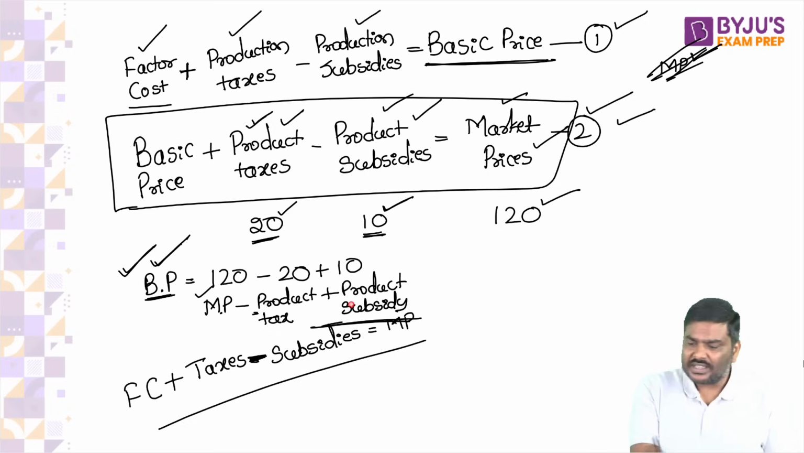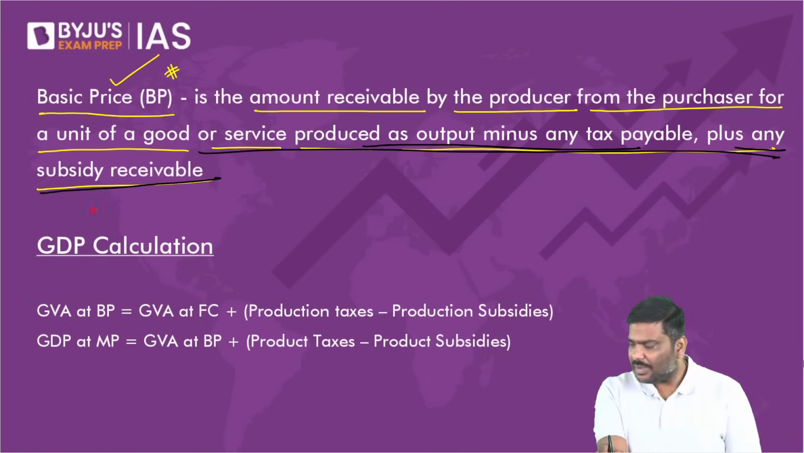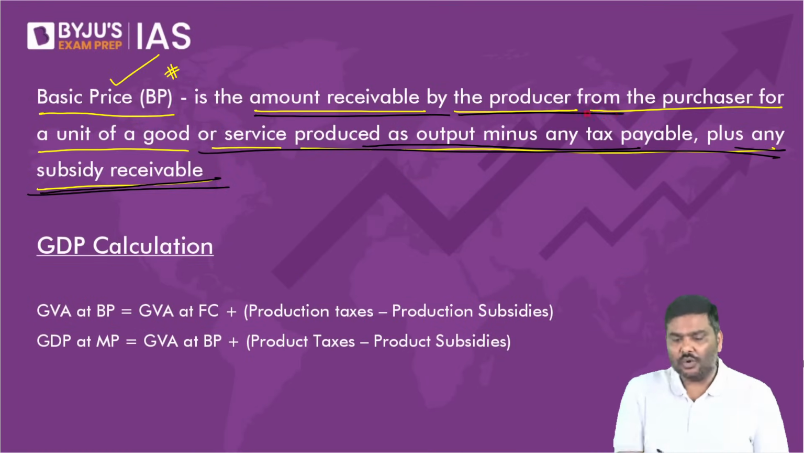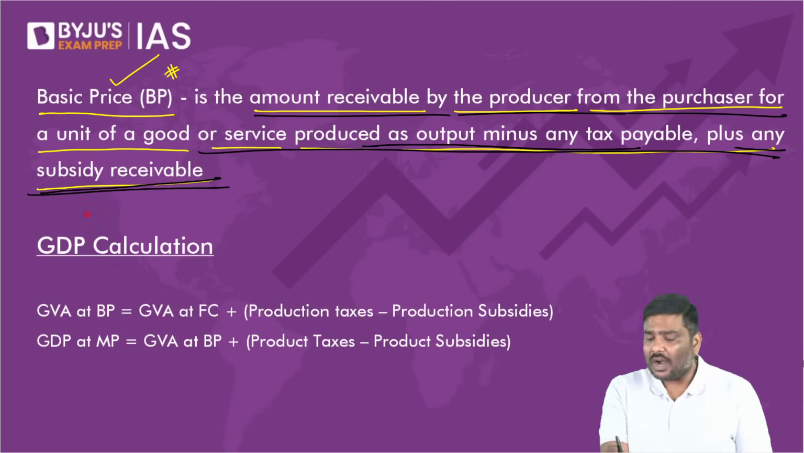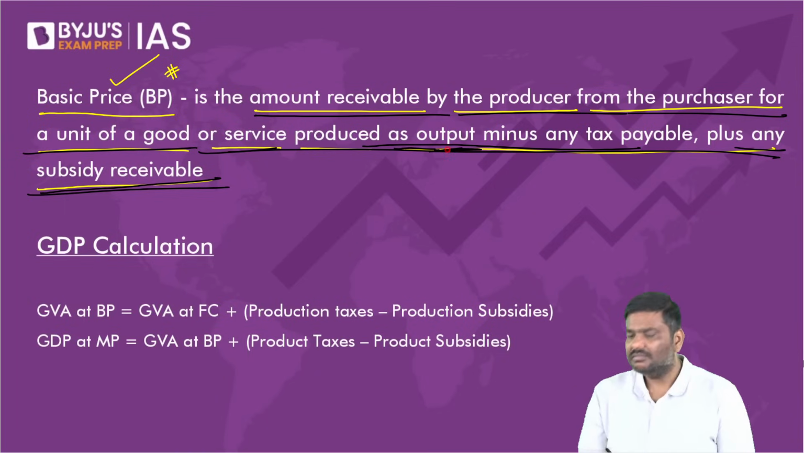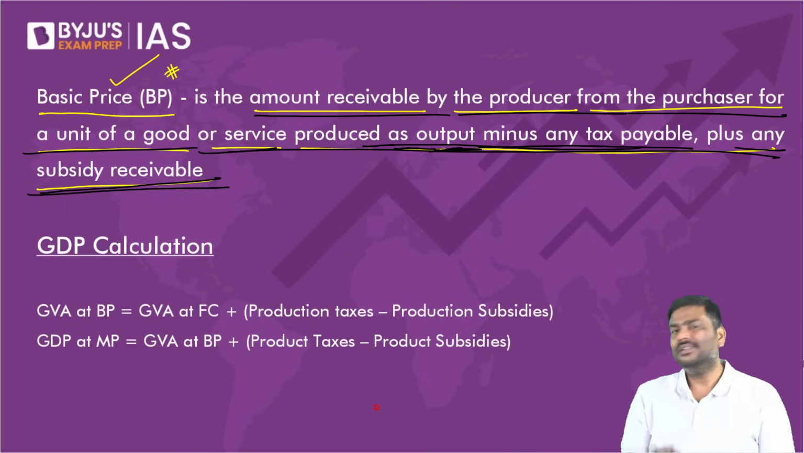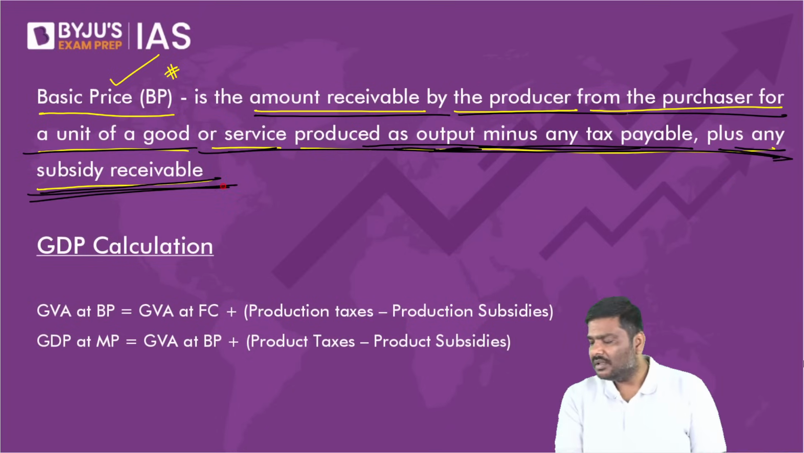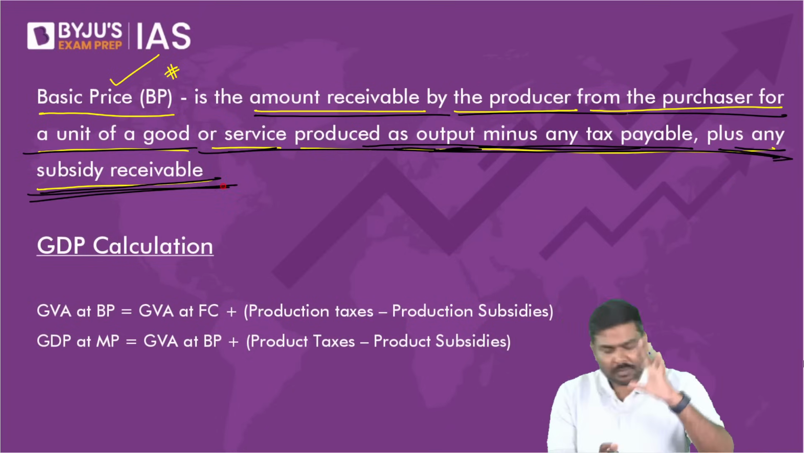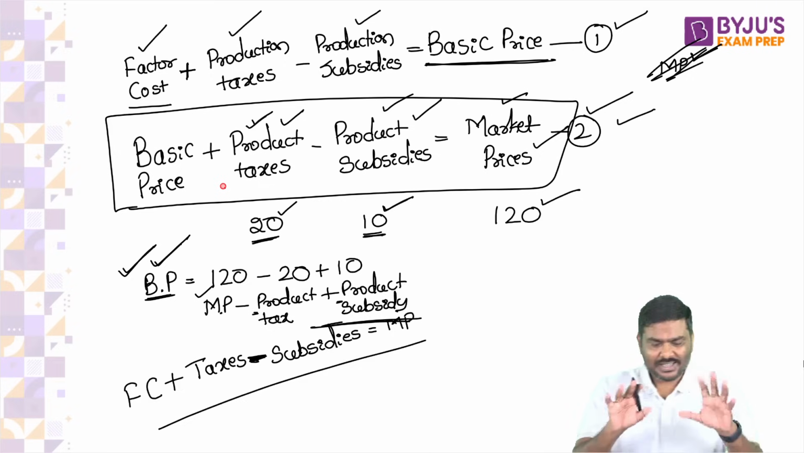Please see what is given in the definition here. It is the amount receivable by the producer from the purchaser for a unit of good or a service as output. That is market price minus any product tax, plus any product subsidy. That is what is given in the formula as well. Any problem now? Some of you are asking, sir, what is the use of the first formula? My dear, understand the logic.